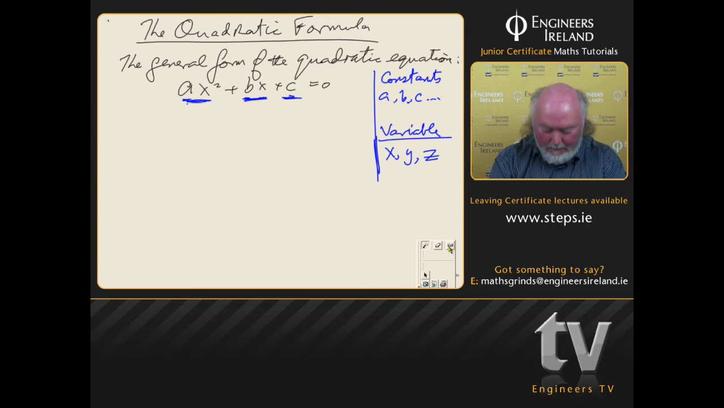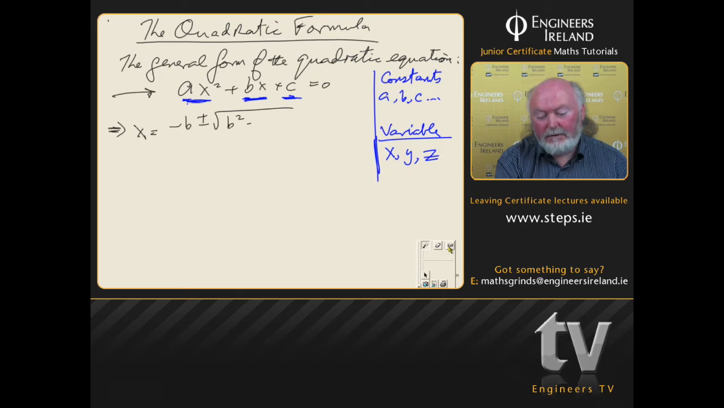Now, given that general form, we can state, and I'm deliberately putting it in, that implies, if we have this, that implies that x is equal to minus b plus or minus the square root of b squared minus 4ac all over 2a.